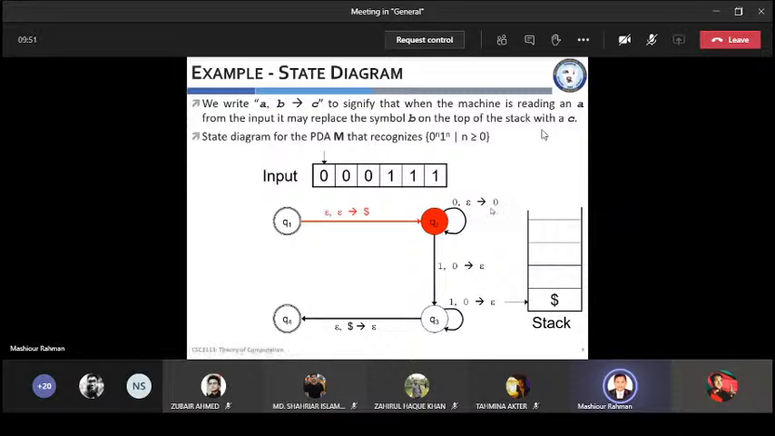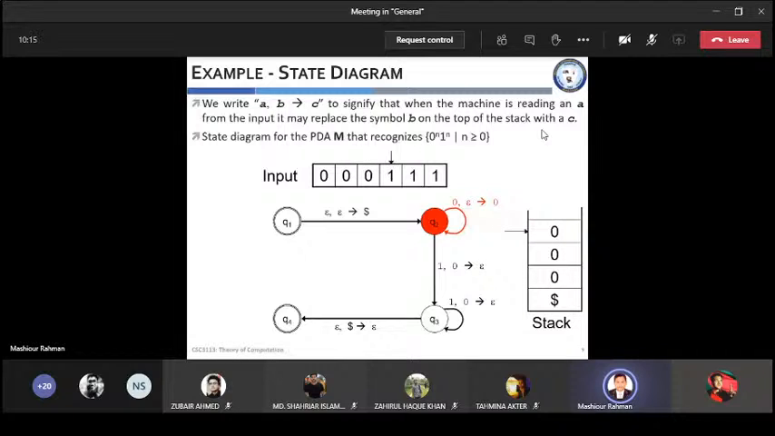So this particular label means that if you have a 0 in the input, you just push it to the stack. So that is what we are going to do. We are going to take this transition, and for the first 0, we push it. Then we take the second 0 input and we push it again. Then the third 0 and we push it again.